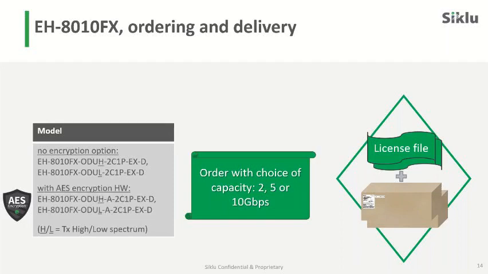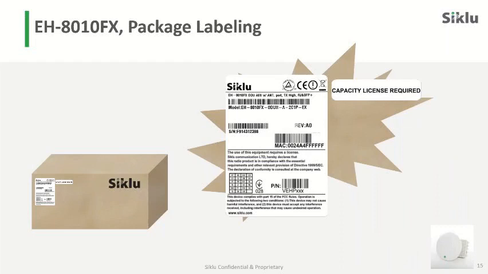Same applies for the AES model. It's a different model to get the AES encryption, but you can get the AES-based model or the AES-capable model with 2, 5, or 10 gigabit, similar principles as what we have seen before. And you have here a better view into the label, which is going to be on the side of the box, clearly identifying that there is no capacity built into the radio from now on.